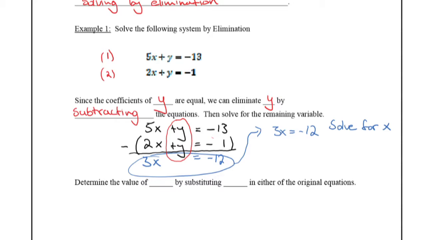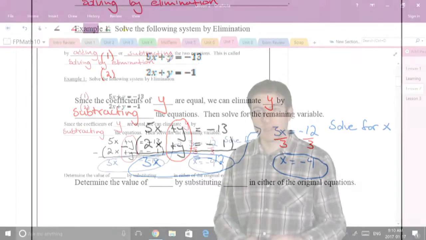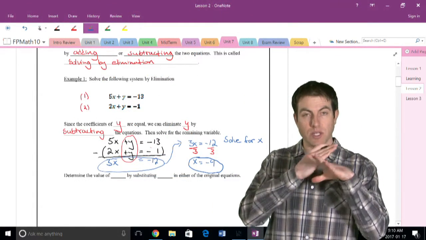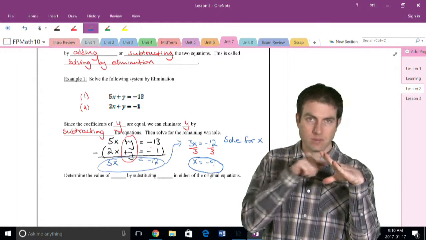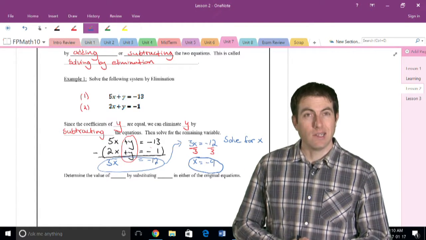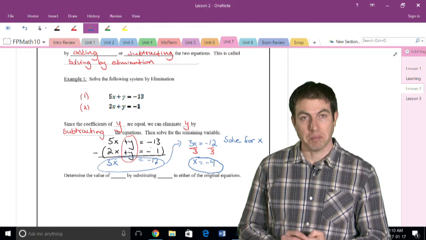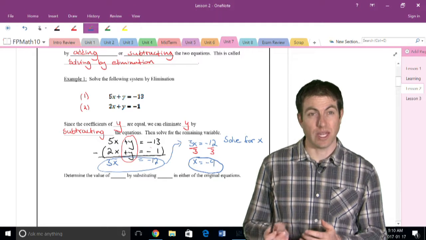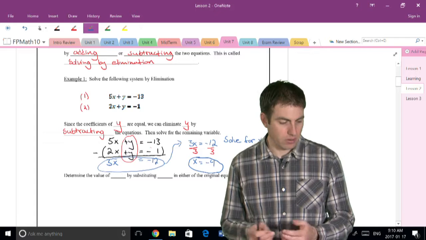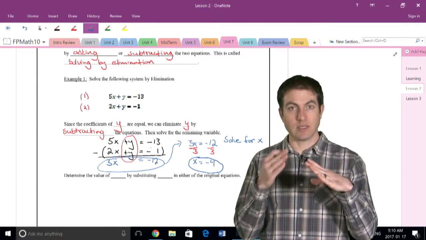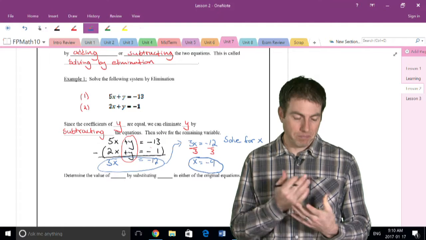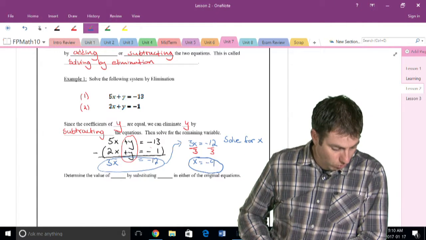So I can solve for x because it is the only variable left. I'm going to divide both sides by 3, and I end up with x equals negative 4. So what I just discovered was the x value where those lines intersect is -4. Now, if the x value is right, then my y value has to be right as well, and I can substitute that x value into an equation to get the y value.